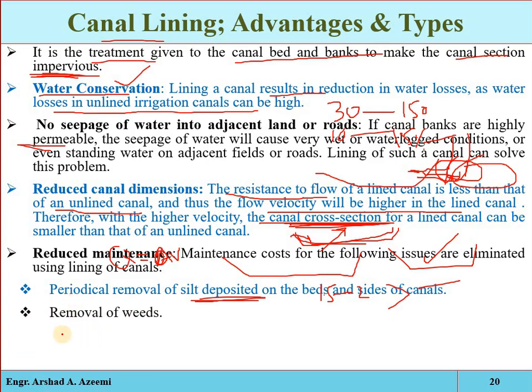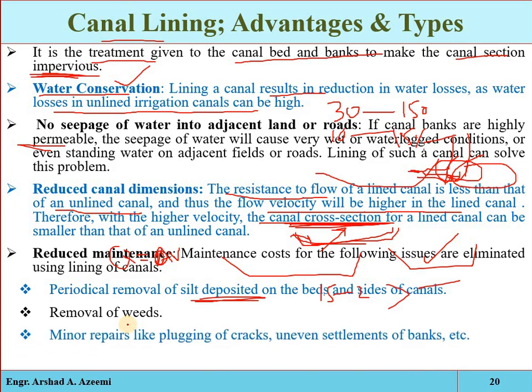And also the removal of weeds. In an unlined canal, different types of unwanted plants or weeds grow. If you line the irrigation canal, there will be no possibility for those unwanted weeds, so their removal will not be required. So that will also be an advantage. Clear?